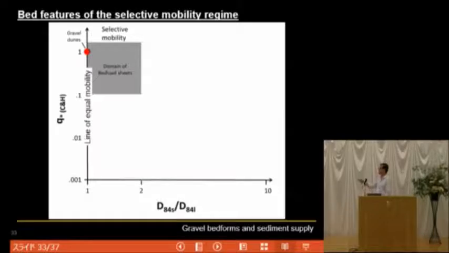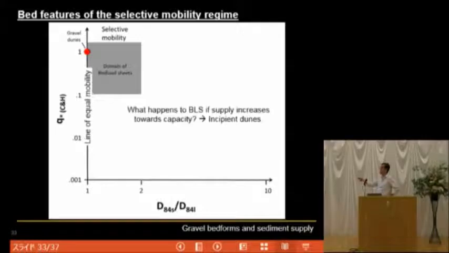And so what happens here in the domain of bedload sheets is that we would expect bedload sheets to occur under an equal mobility condition, right? Because in order to pass bedload sheets downstream, basically all the grain sizes have to be in motion, averaged over some period of time. But as we decrease the sediment supply, we move into this selective mobility regime here, right? Where we start leaving some of the coarse particles on the bed in these inactive zones that I described a few moments ago.